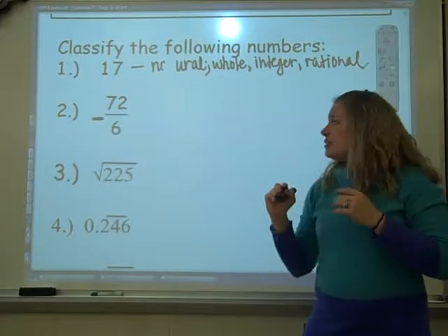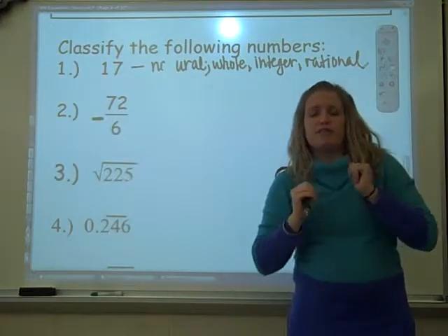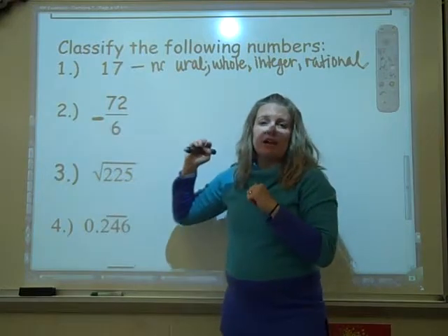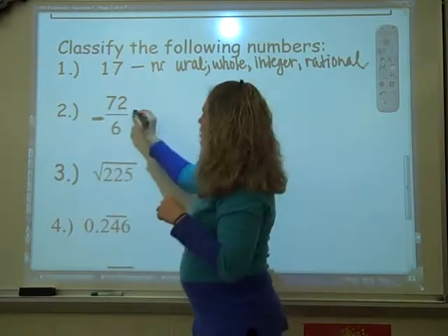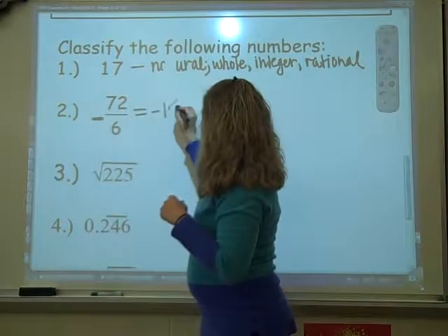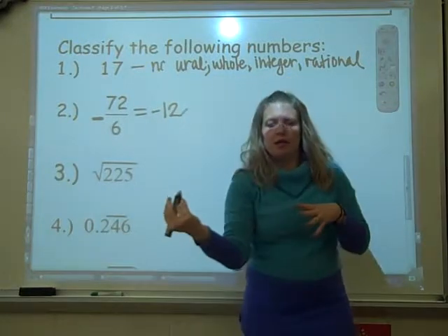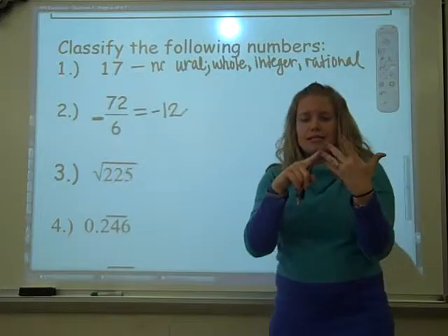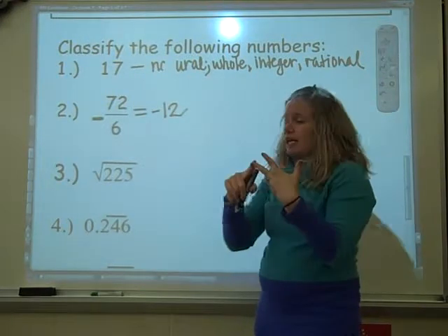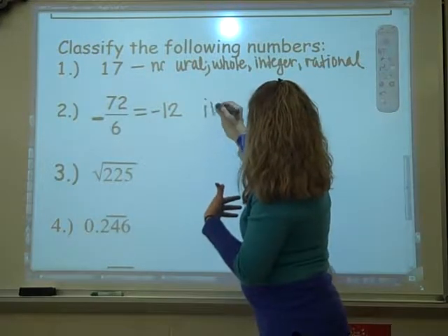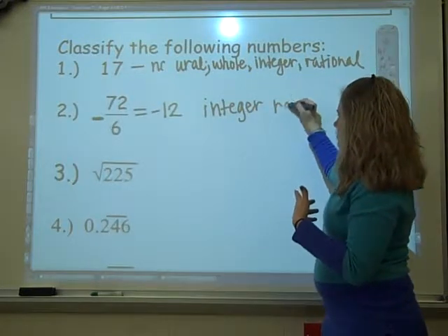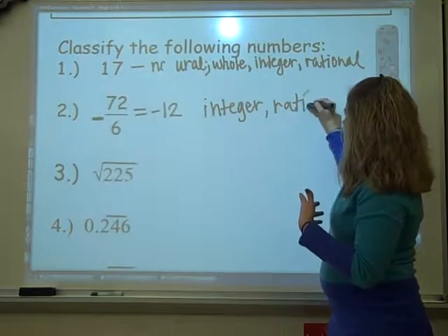-72 over 6, or the whole fraction -72 over 6. This, if you simplify this, because it's disguised right now, it actually equals -12. So now you need to think about the number -12. -12 is not a natural number because we don't have negatives there. It's not a whole number. It starts out with integer, so you write integer, and it is also a rational number. So this one only has 2.